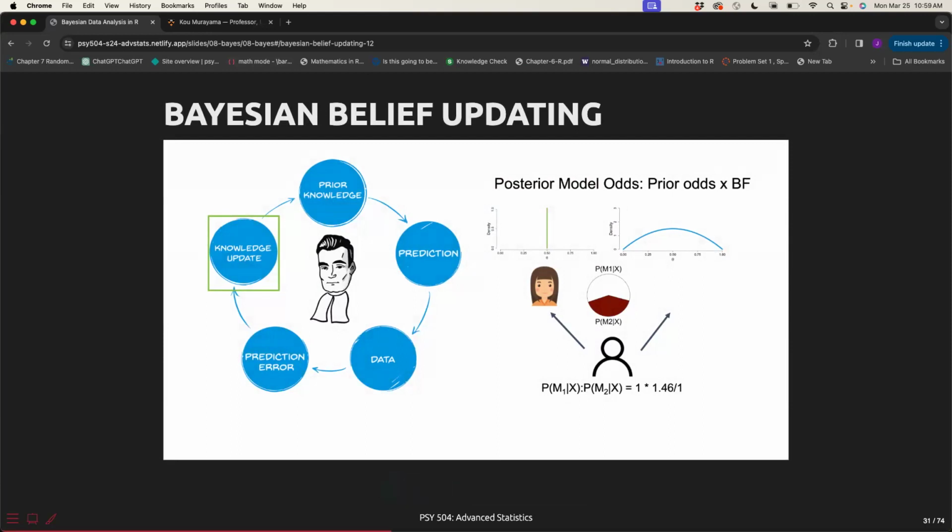And because our prior odds was just 1, right? 0.5 divided by 0.5. Basically, our posterior model odds is just the Bayes factor of 1.46, right? So there is some evidence for model 1, but it's possible that we don't update our beliefs that much, or we're just like, I still really don't know which model is right, model 1 or model 2, if we're going to use those heuristics here.